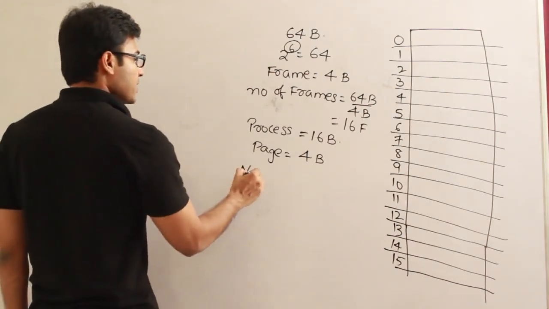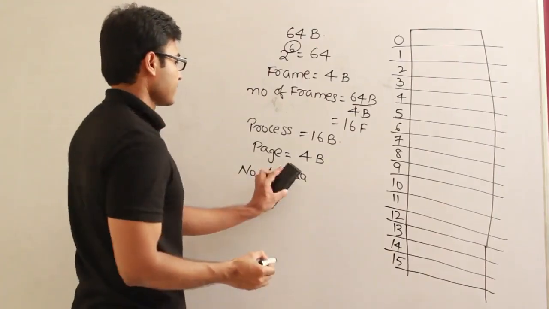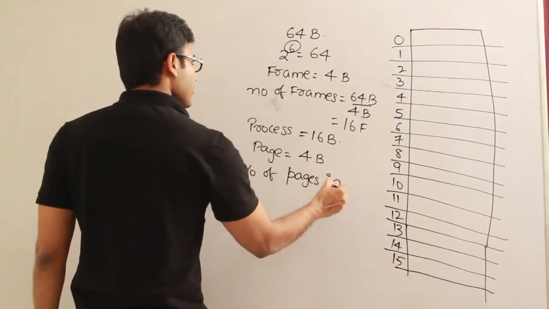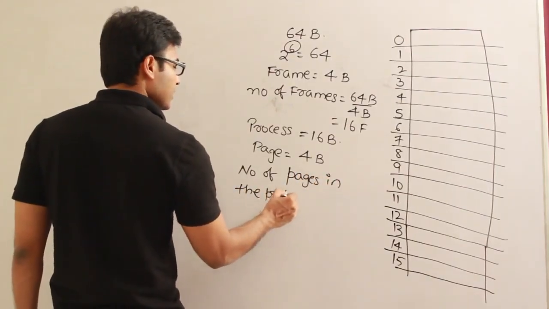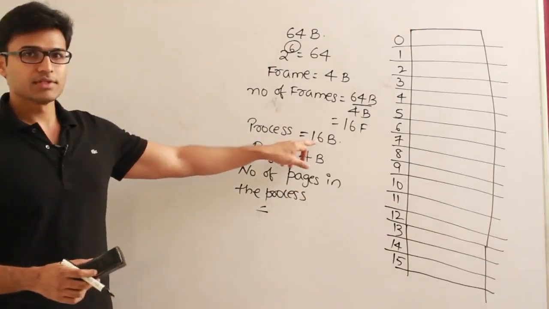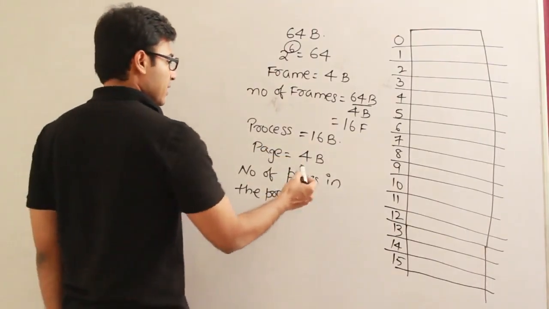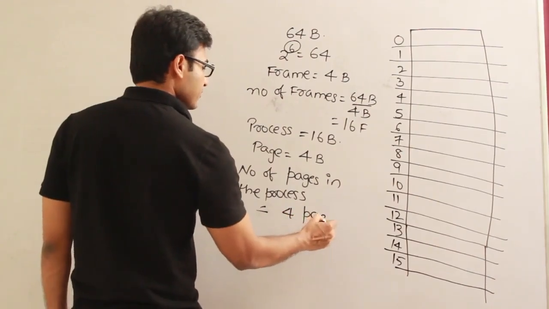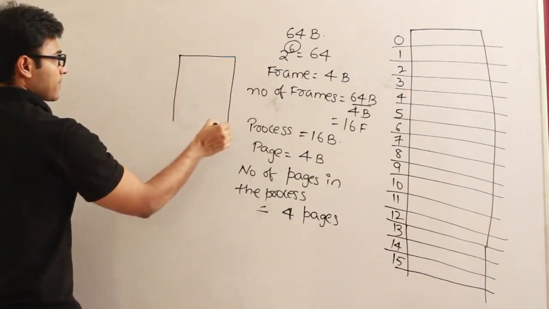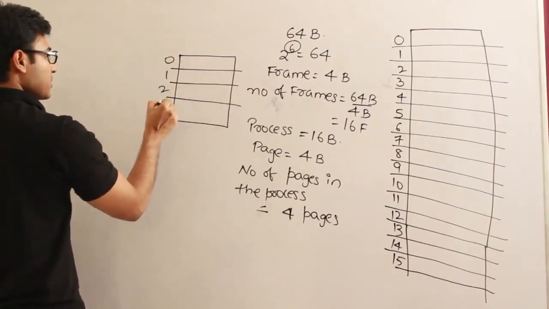And now the number of pages in the process: if the process size is 16 bytes and each page is 4 bytes, then how many pages will be there in the process? 4 pages, isn't it? Which means your process will contain 4 pages. Page number 0, page number 1, page number 2, page number 3.